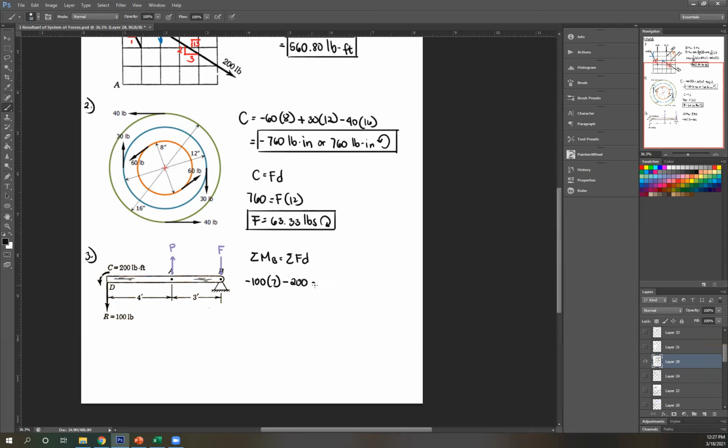There. And equals P. My guess was P is upward. So following that direction, that's, sorry, clockwise about B. So positive P times perpendicular distance, 3. Solving for P, what do we get? Yes, 300.